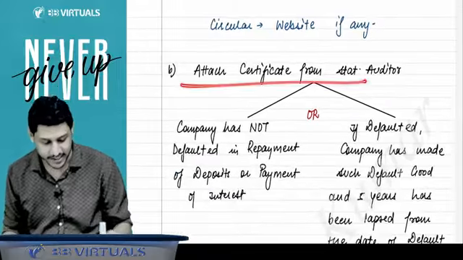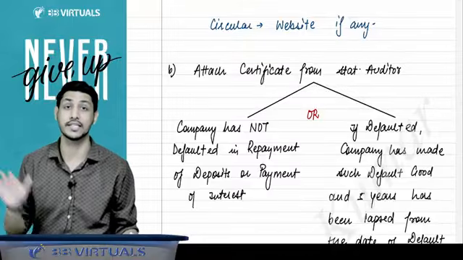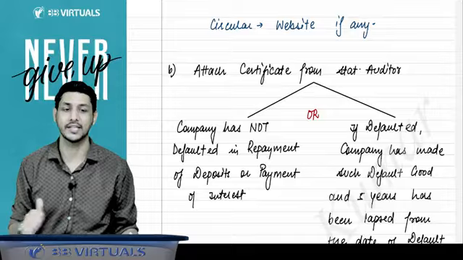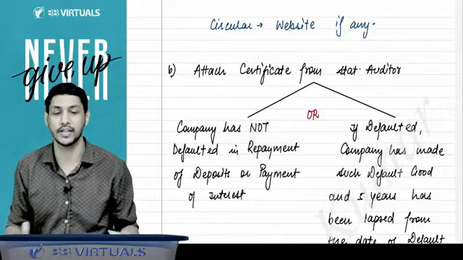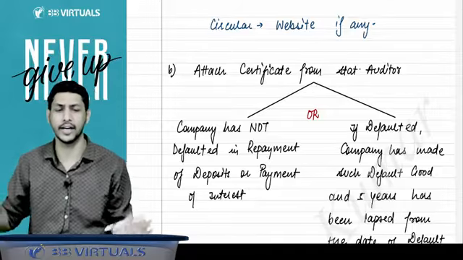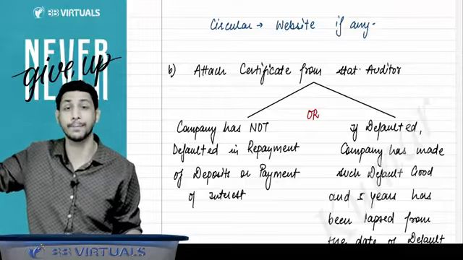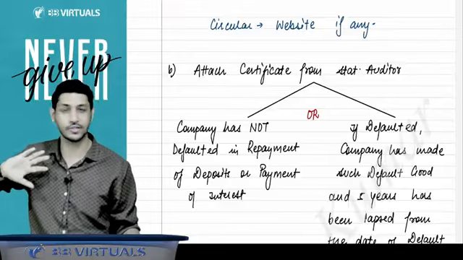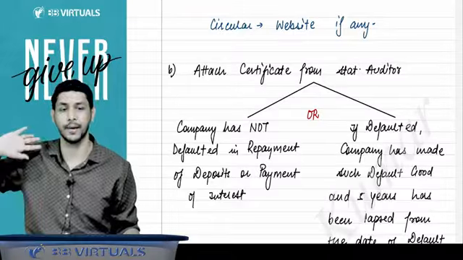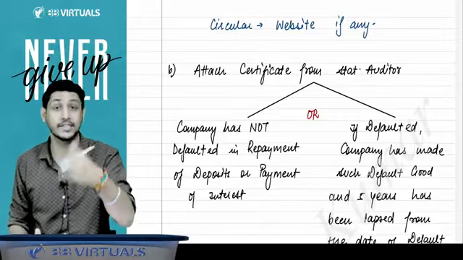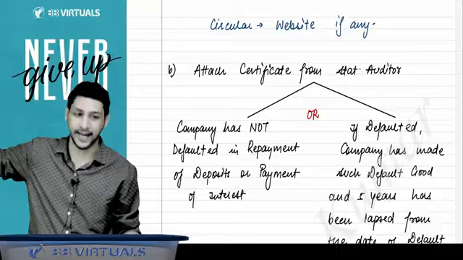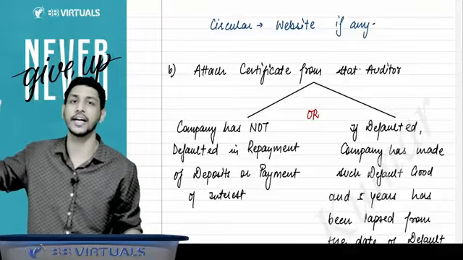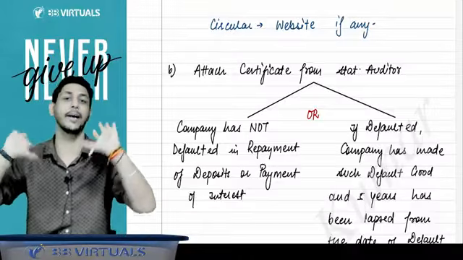Then second condition is that you have to attach a certificate from the statutory auditor. You have to attach a certificate from the statutory auditor that the company has not defaulted in the past for principal payment of deposit or for payment of interest on the deposit. Company has not defaulted, never ever defaulted in the past. Or if company has defaulted, then that default got rectified and 5 years from the date of rectification has already been elapsed.